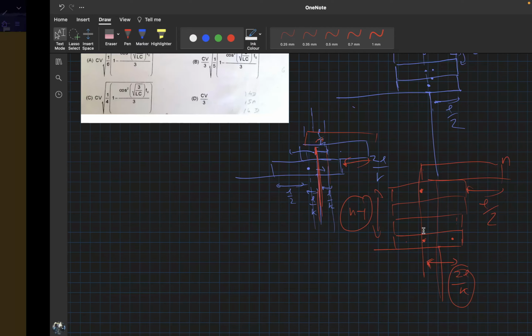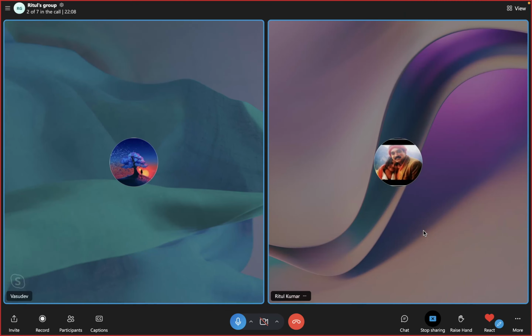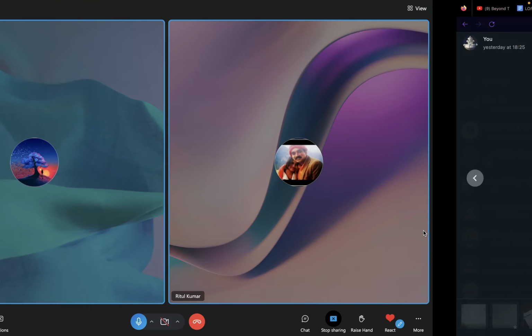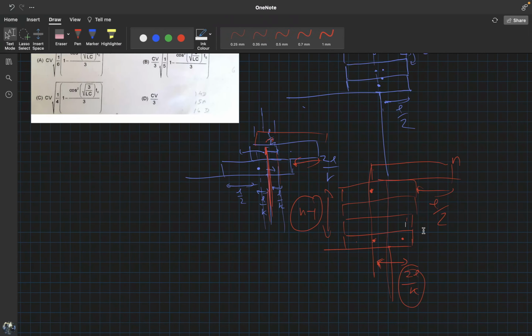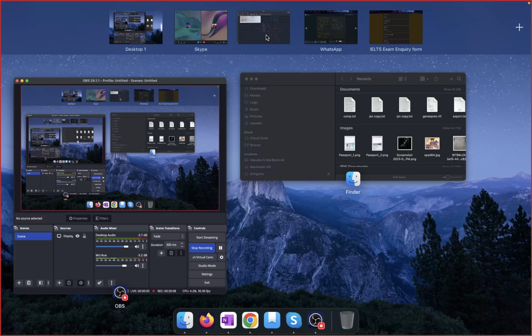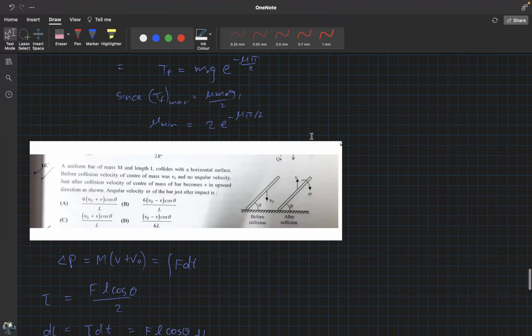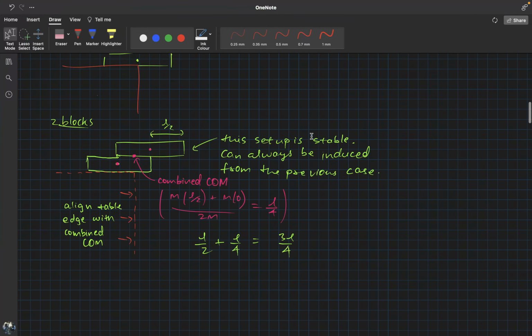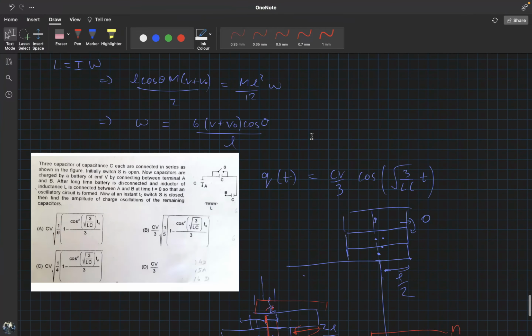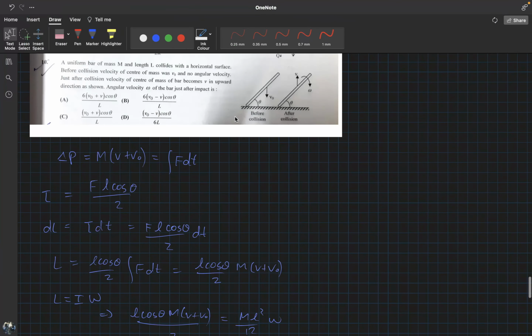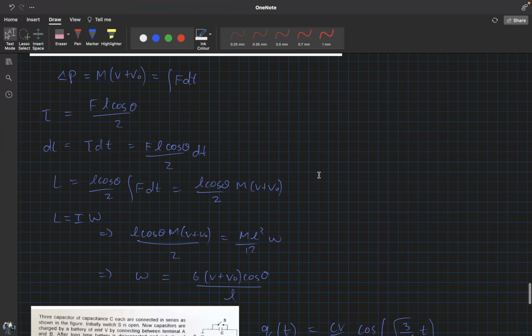Point taken. Now, what about the rod case? Hitting and then rotating, that one? That one. Just a second. I'll rearrange my windows. Yeah. Okay. So, are you talking about this one?